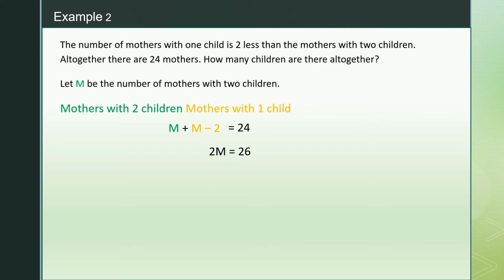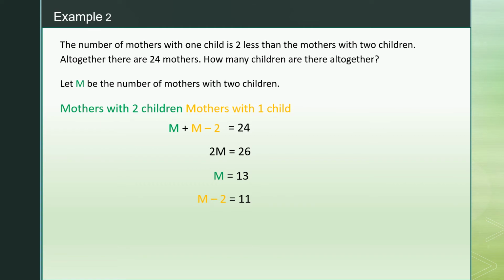M on one side and number on the other side. On the left, m plus m, 2m. We don't want the minus 2, plus 2, gone. On the right, 24 plus 2 is 26. Divide both sides by 2. On the left, 2m divided by 2 is m. On the right, 26 divided by 2 is 13.